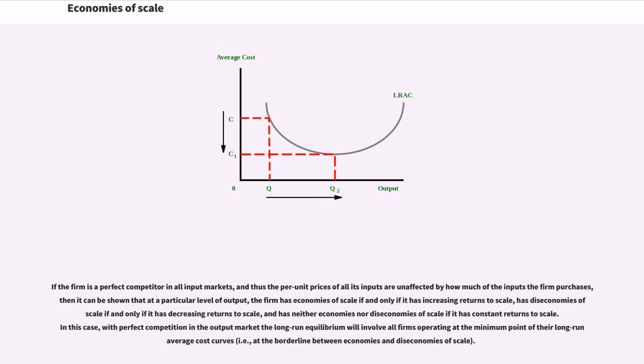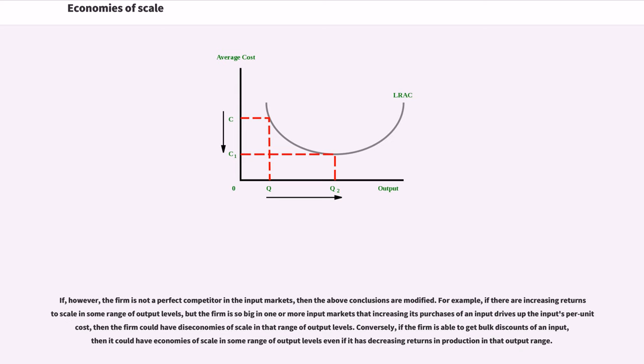If the firm is a perfect competitor in all input markets, and thus the per-unit prices of all its inputs are unaffected by how much of the inputs the firm purchases, then it can be shown that at a particular level of output, the firm has economies of scale if and only if it has increasing returns to scale, has diseconomies of scale if and only if it has decreasing returns to scale, and has neither economies nor diseconomies of scale if it has constant returns to scale. In this case, with perfect competition in the output market, the long-run equilibrium will involve all firms operating at the minimum point of their long-run average cost curves, i.e., at the borderline between economies and diseconomies of scale.